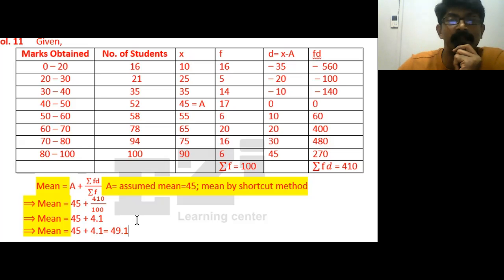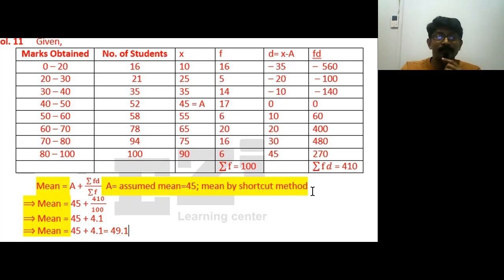Put the box and write the unit in case if there are. But now in this case, these are the marks of the student. So there are no units. And in case if they have asked you to write down up to 2 decimal places or up to 1 decimal place, please do write it down according to the question asked.